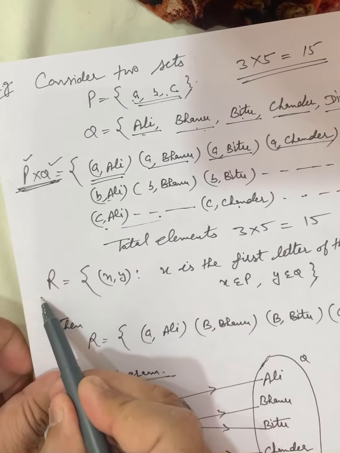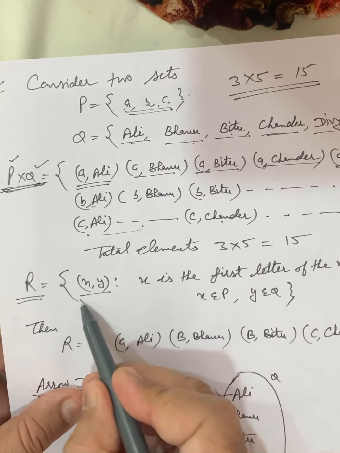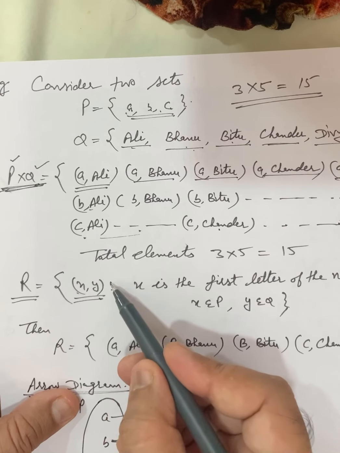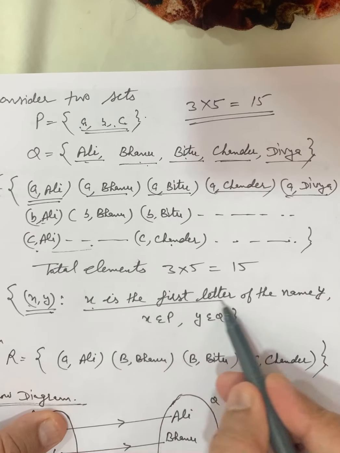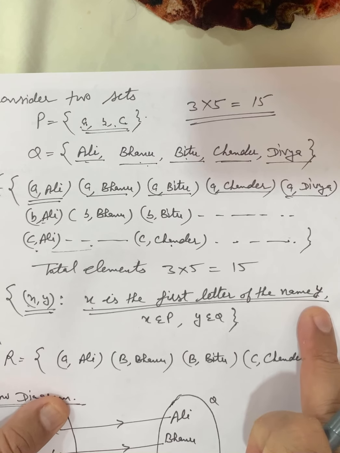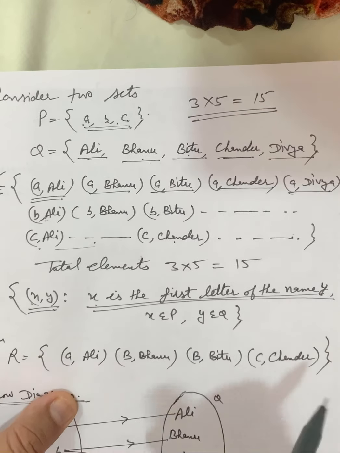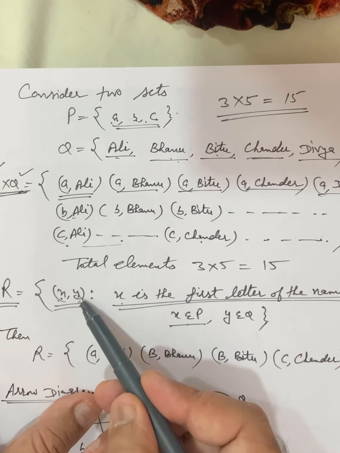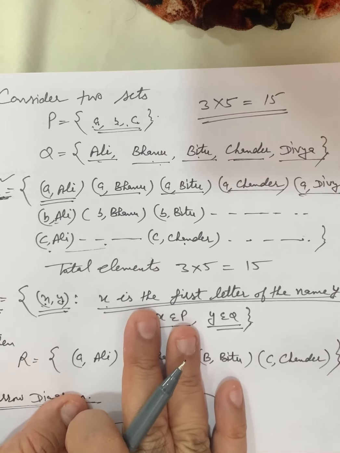Now you are given a relation in the set builder form. What is the relation given? x comma y, written in the form of an ordered pair, such that x is the first letter of the name y. That's the relation that is given. x क्या है? y first letter है किसका? y name का. x belongs to P. जो पहला एलिमेंट है ऑर्डर्ड पेयर का वो P में बिलोंग करता है. जो सेकंड ऑर्डर्ड पेयर का एलिमेंट है वो Q में बिलोंग करता है. That relation is given in the set builder form.